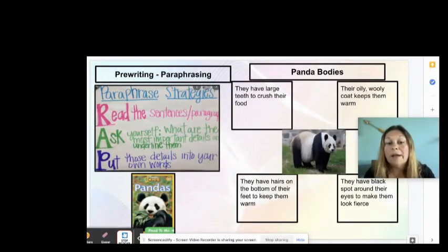I also learned about their bodies. They have large teeth to crush their food. Their oily, woolly coats keep them warm. They have hairs on the bottom of their feet to keep them warm. And they have black spots around their eyes to make them look fierce. Now I'm ready to write.